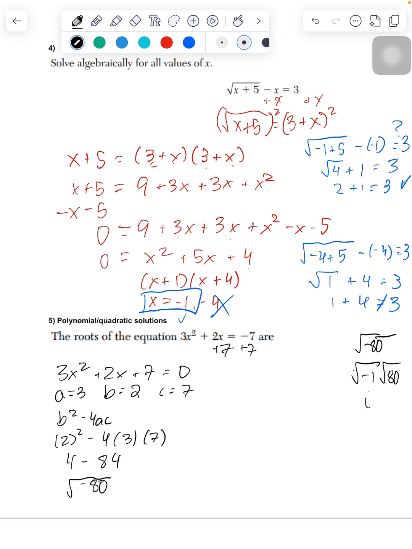And I'm going to break up the 80 into, remember, this is where your times table comes in, right? And you could do the prime factorization. I'm going to skip it for now. This is going to be 16 times 5, which is going to give you 80. So the square root of 16 is 4. So I'm going to get 4i square root of 5. And I can't reduce the 5 anymore. So that's my b squared minus 4ac.